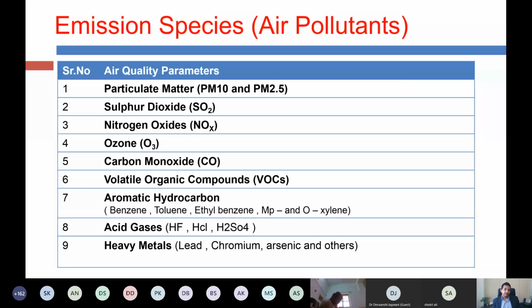When we look at the emission species, these are the main air pollutants of concern. There are others, such as odor, but when we see the criteria pollutants, these are the initial six criteria pollutants, and the others are secondary pollutants: particulate matter, sulfur dioxide, nitrogen oxide, ozone, carbon monoxide.